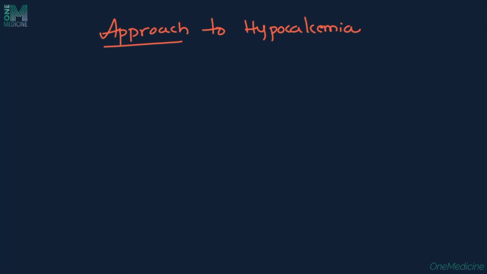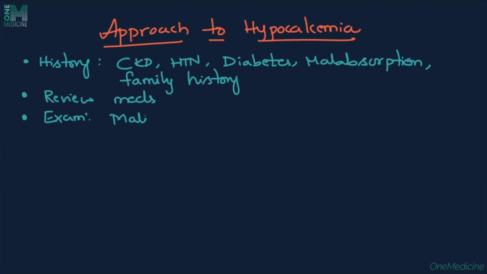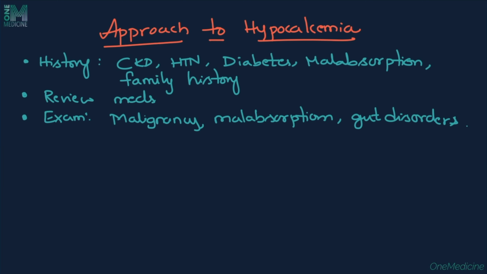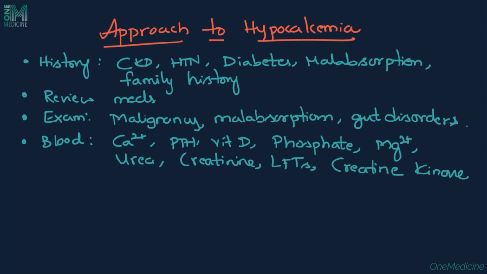Approach to hypocalcemia includes the history to look for chronic kidney disease, long-standing hypertension, diabetes mellitus, malabsorption, and family history. Examination to look for signs of malignancy, malabsorption or gut disorders. Blood tests for calcium include parathyroid hormone levels, vitamin D levels, phosphate, magnesium, urea, creatinine, liver function tests, and creatine kinase may be elevated, ideally before the treatment commences.